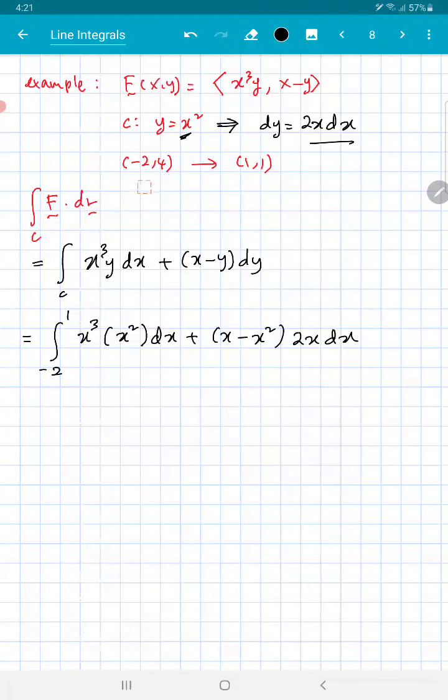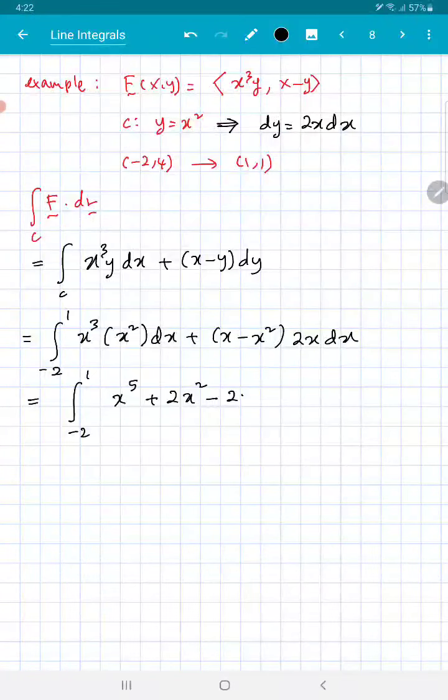But first, let's simplify our integrand. Here we have dx and 2 dx there. So we're going to factor that so that we only write dx once. So here we have x to the power 5, and here we have x squared, and here we have 2x cubed dx. Alright, so we know how to integrate this.